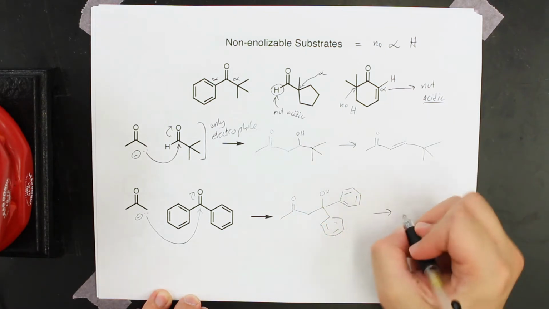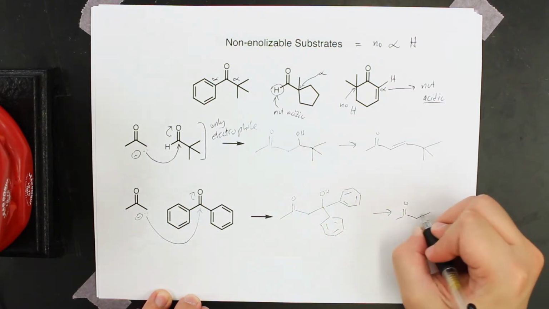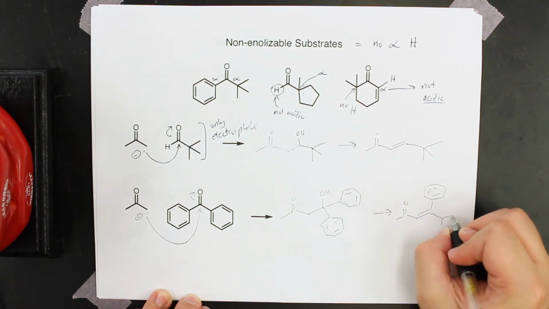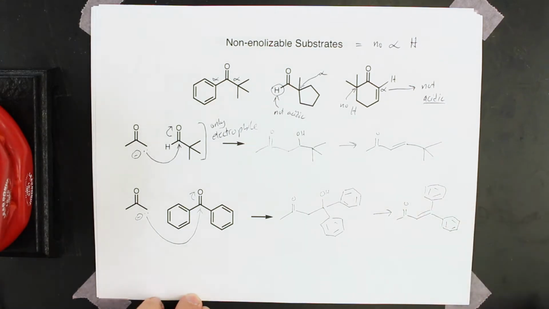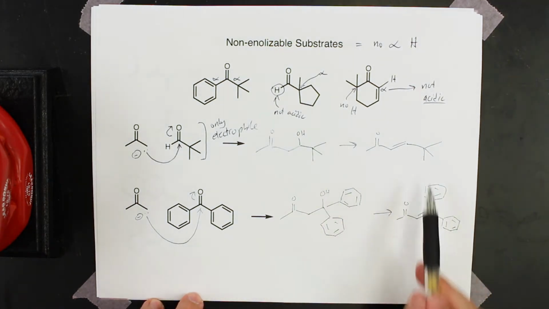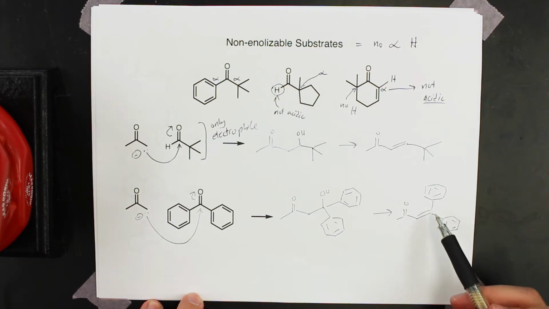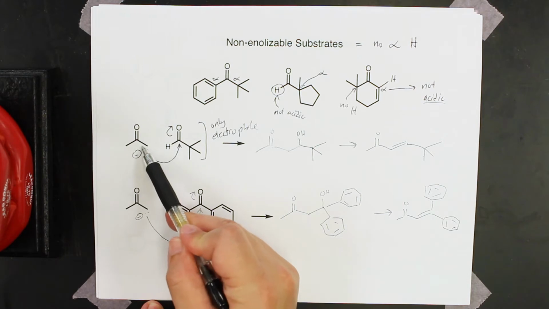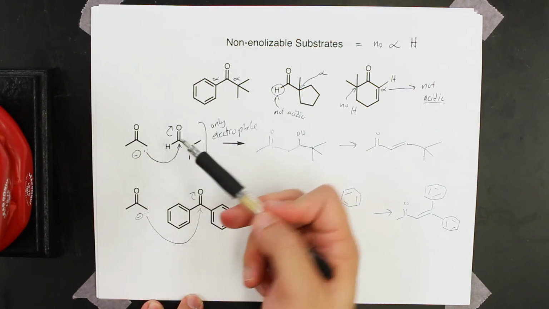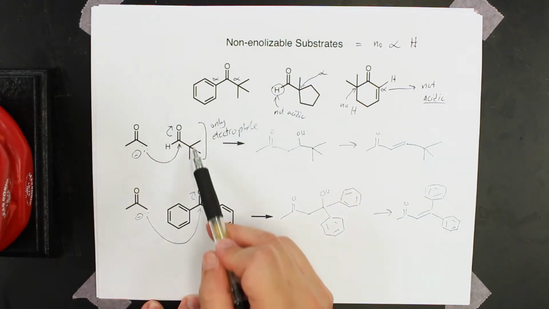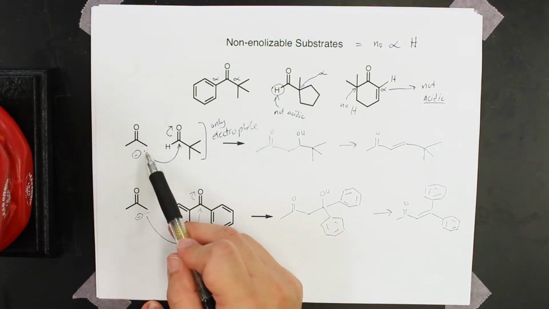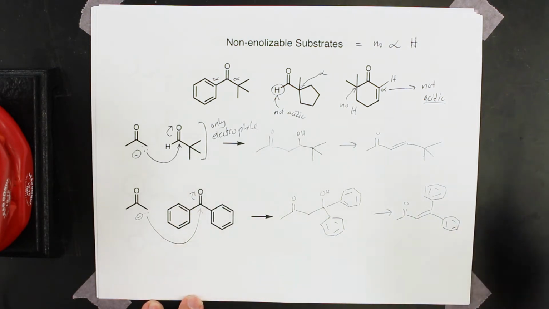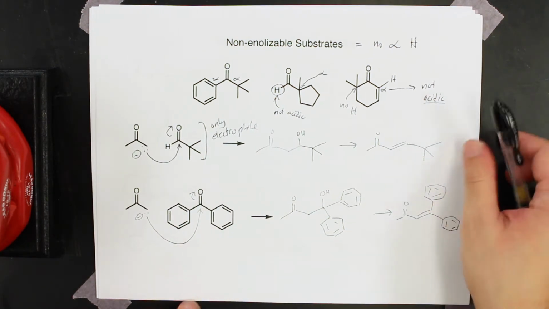Okay, and then after an elimination, we generate a single product. So you can see these are the only substrates you could have in this reaction. There could be theoretically a homoaldol with acetone, so acetone will react with itself, but that's typically negligible compared to the reactivity. These prefer to react with non-enolizable electrophiles. So that is our non-enolizable substrates.